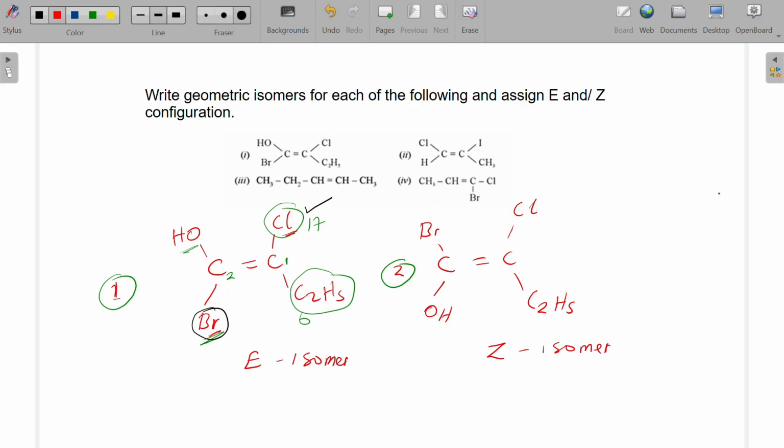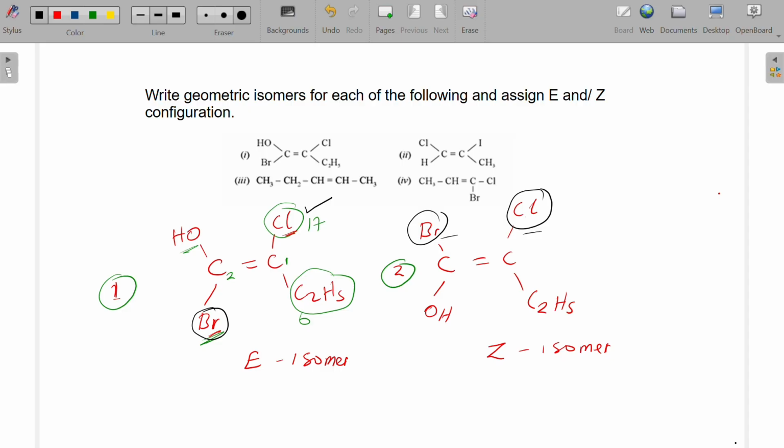Now, when you look at this one here, we are still comparing the same thing. We can say chlorine is higher in terms of atomic numbers, and bromine is higher in terms of atomic numbers. We can see bromine is on the same side as chlorine, because these groups that are connected to the carbons holding the functional group are on the same side. So we're going to say it's a Z isomer because of that.